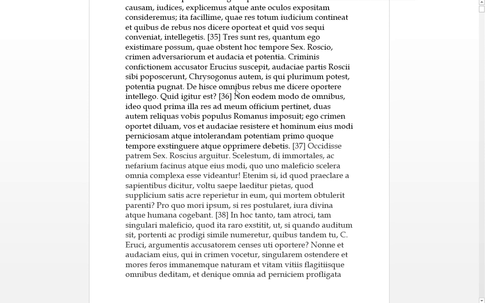De hisce omnibus rebus. Concerning all of these, hisce, these, rebus, matters or circumstances, me, that's myself, intellego, I understand that me oportere dicere, that I ought to speak. I will be the one giving this defence. Quid igitur est? So what then? What is the next thing then in order, you might want to say?